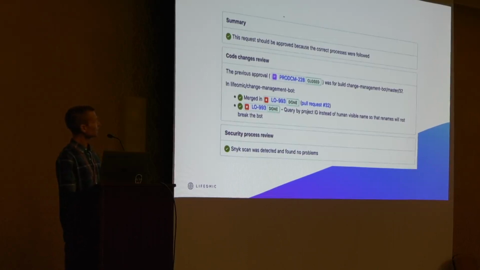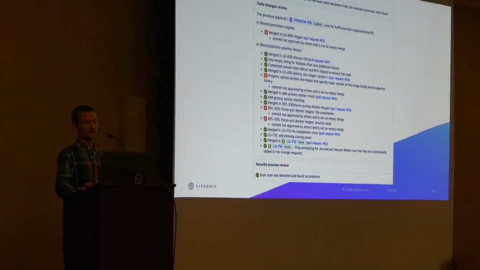So here's an example of one that was approved. It's quite simple. It just says, summary, I'm going to approve this. And here's why. Only two things changed. They were both approved by other peers, and there was a security scan found. And here's an example of one that was not approved. The reason it wasn't is because some of the changes that went in were not reviewed by peers.